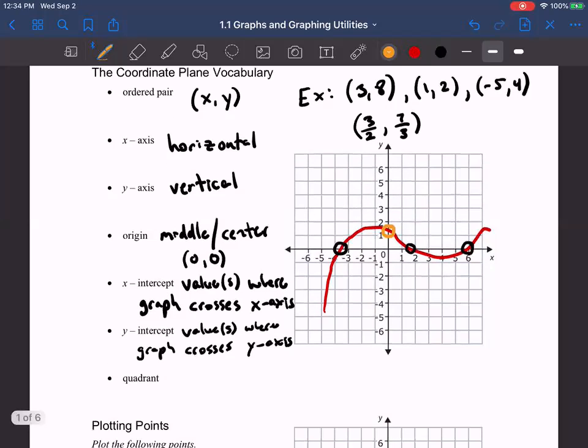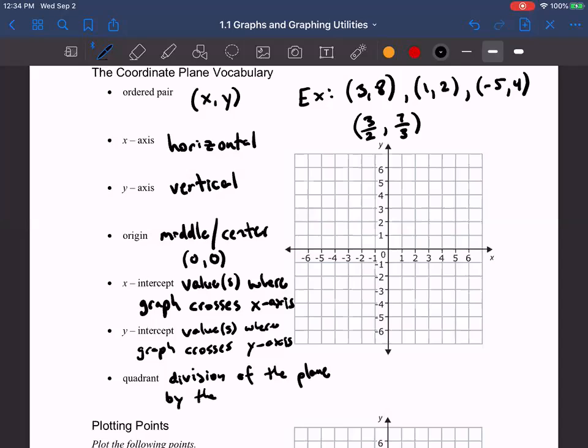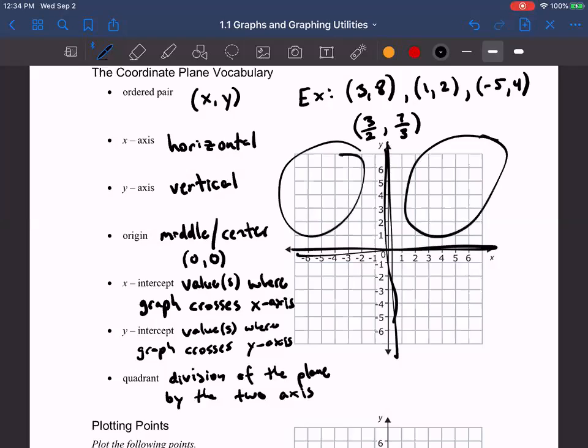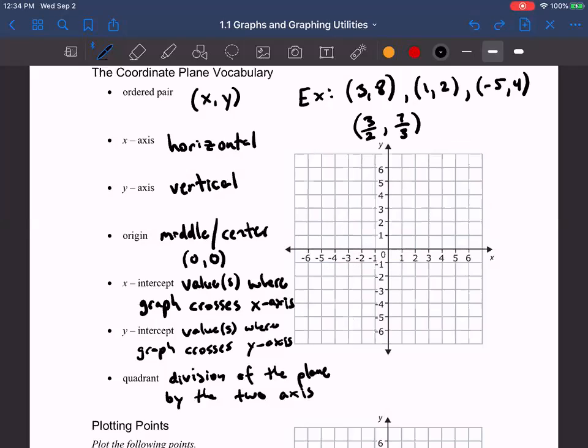Lastly, we have quadrants. Quadrants are a division of the plane, our XY plane in this case, by the two axes. That's the X and Y axis. If we look at this, it's making a division here where we have this area here, this area here, this area here, this area here. We have these 4 different areas, and we can label them as quadrants because they have different properties, and it'll help us navigate around this.